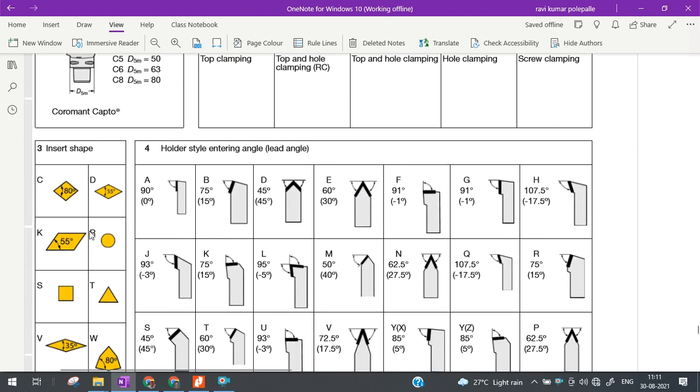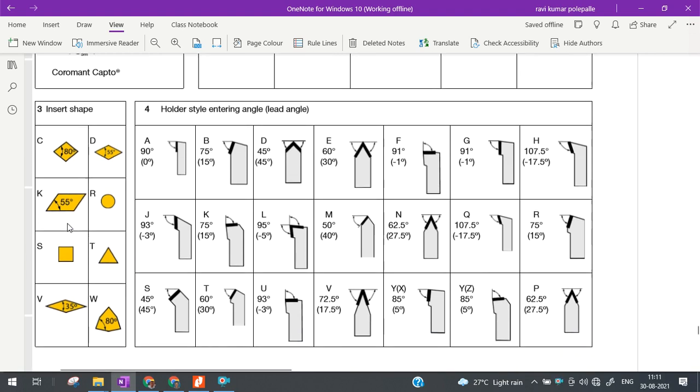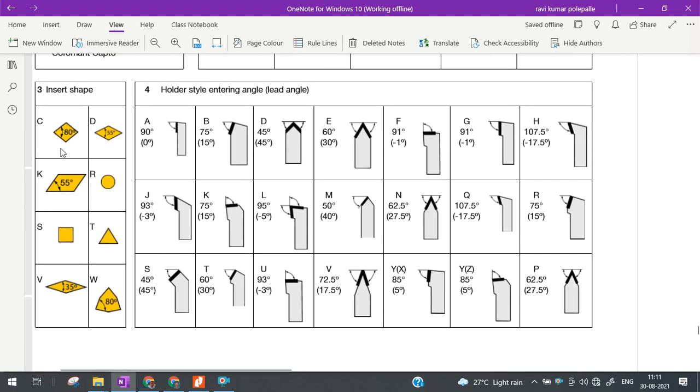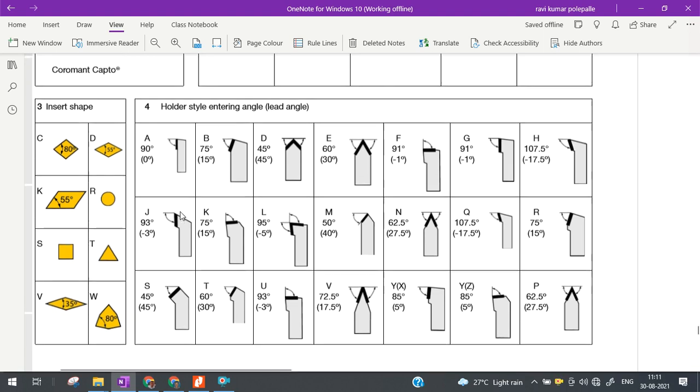Of course, some information regarding the insert also should be provided, because the tool shank has to house the cutting insert, right? It handles C type of insert which has 80 degrees as the angle between the adjacent cutting edges, or 55 degrees, or in the shape of a circle or a square or a diamond with 35 degrees, and so on, right? That is another information.